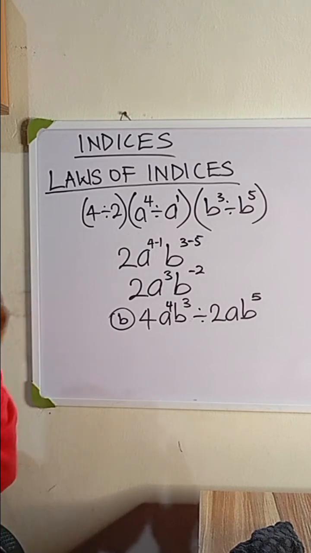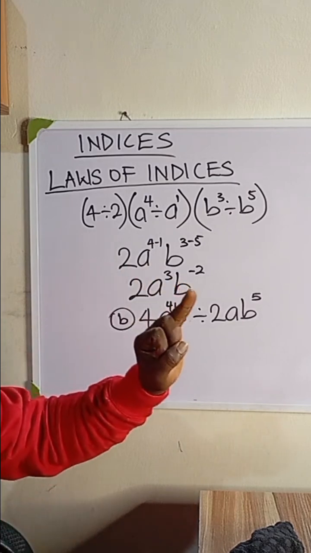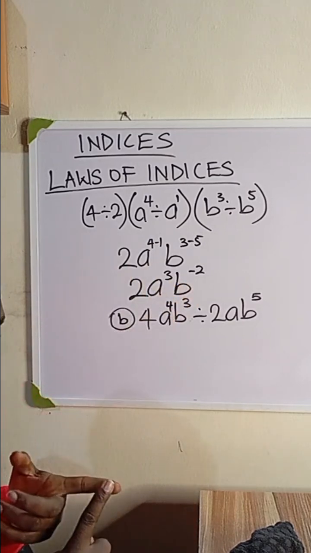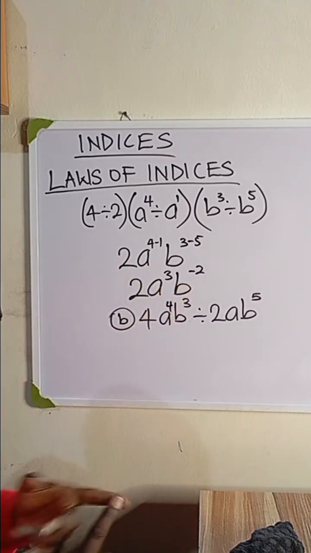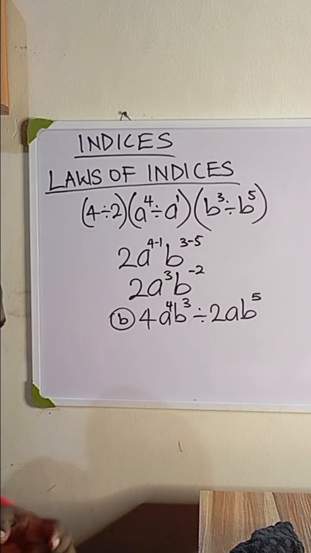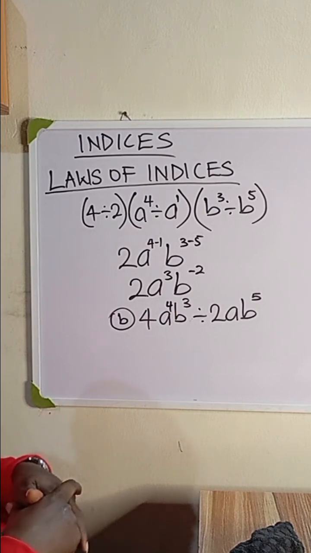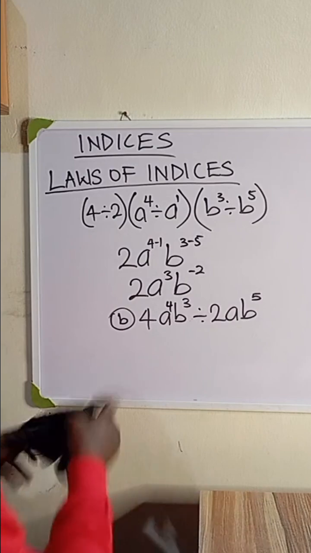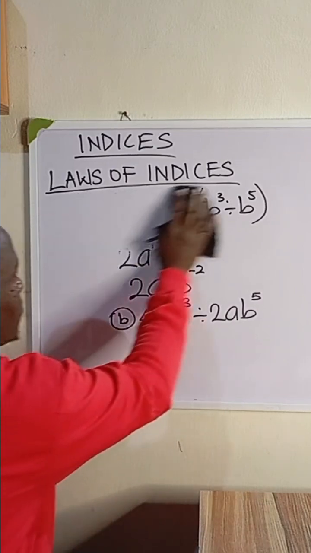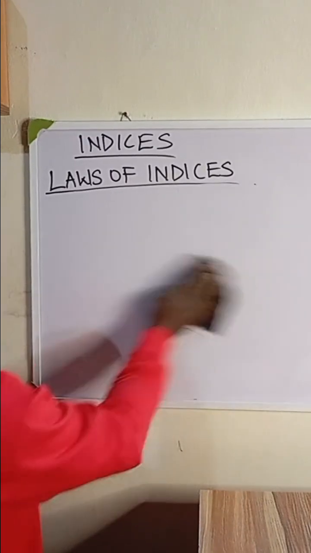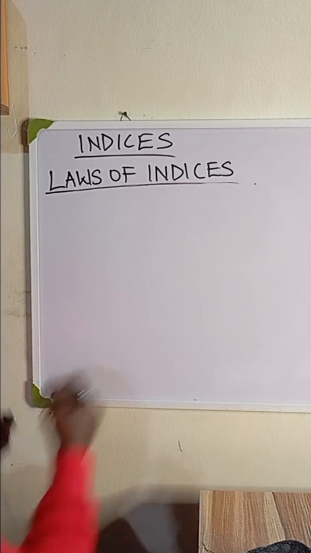Good. Now we are going to the next law. We've looked at 2 laws today. The first law is the addition law. The second law is the subtraction law. The next law we are looking at is the zero index law. Let's look at it.